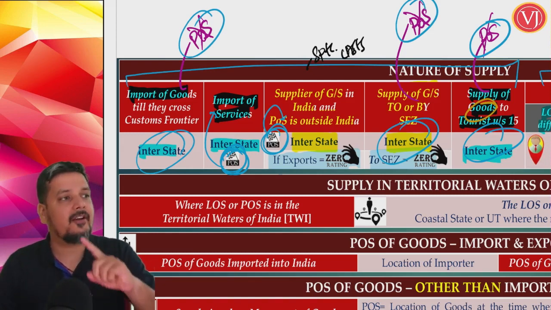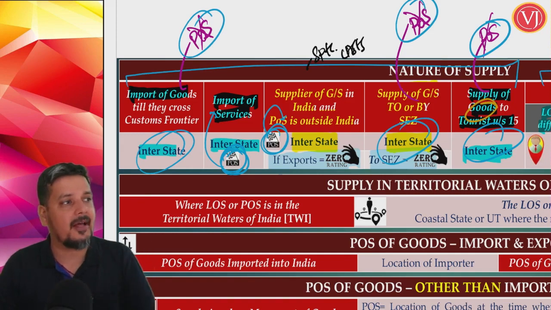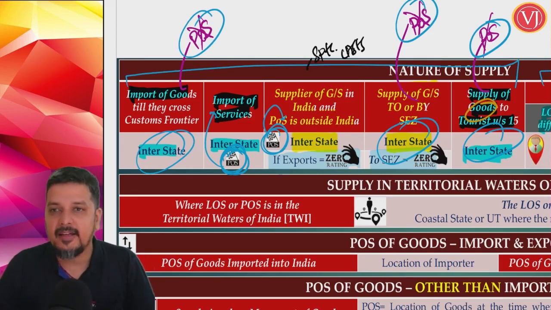You need not evaluate step number 1, location of supplier, or step number 2, place of supply. By default, they are IGST transactions. There are 2 other cases where they are IGST transactions, but for that you have to find out the place of supply. What are they? Import of services. It is IGST, but for that you have to find out the place of supply.